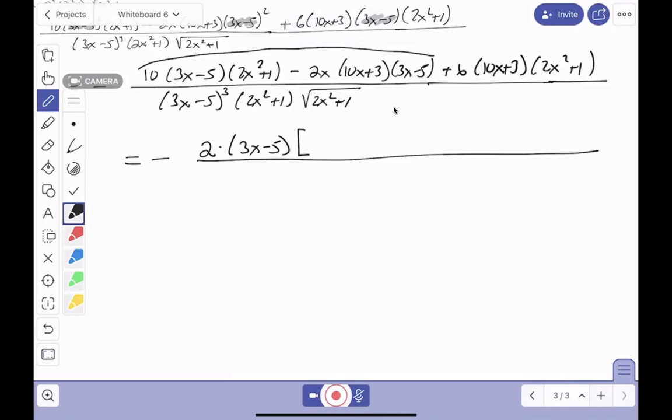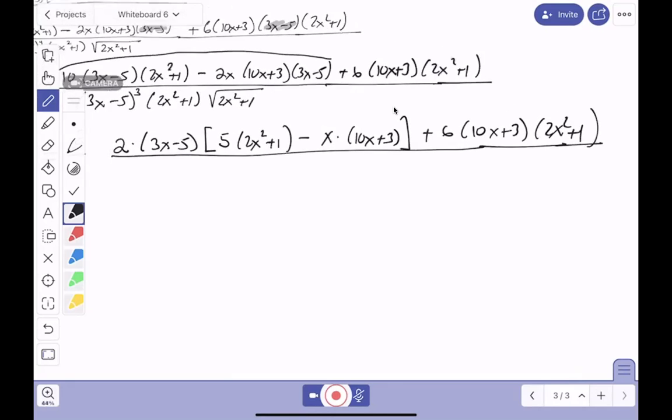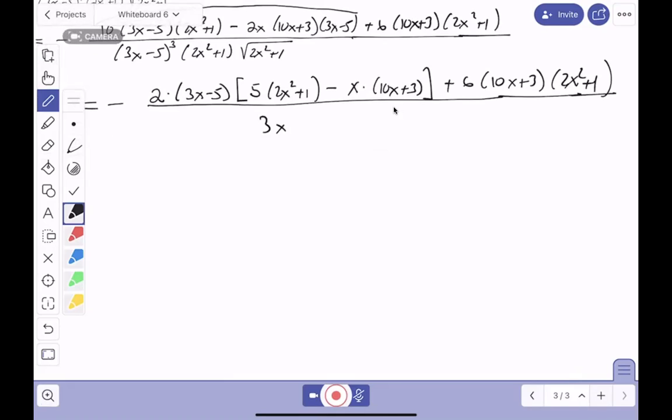Okay, what do you get? 5 times 2x squared plus 1. Minus x times 10x plus 3. Let's keep going. Plus 6, 10x plus 3, 2x squared plus 1. All right, let me stop the advertisement. There's a point to this. We'll get there.